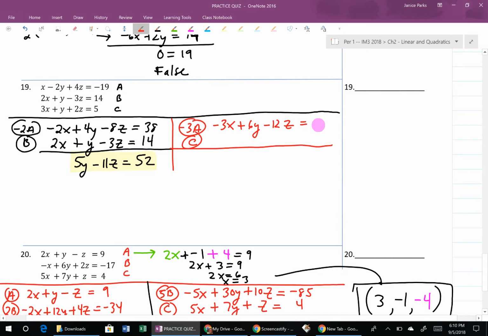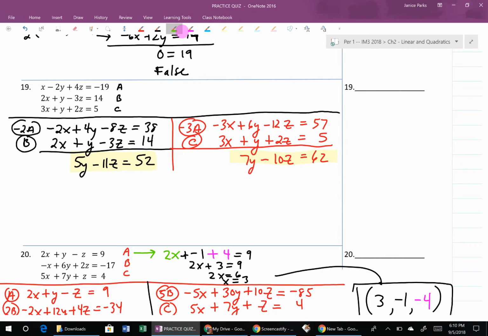equals 57. The bottom one, 3x plus y plus 2z equals 5. So this gives me 7y minus 10z equals 62. Now I'm going to highlight that equation. And I want to then use the two highlighted equations in order to solve for y and z. I needed to cancel x twice, or whichever variable you chose, you had to cancel that twice.